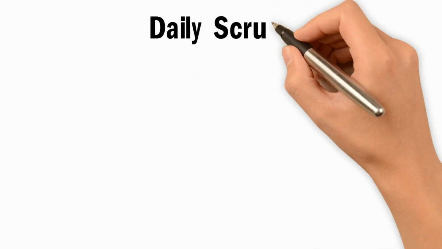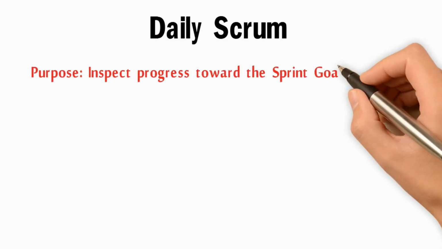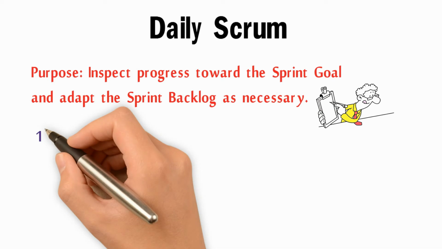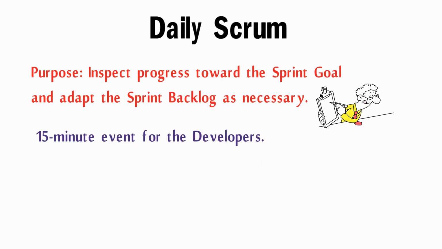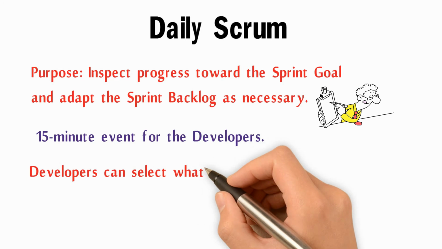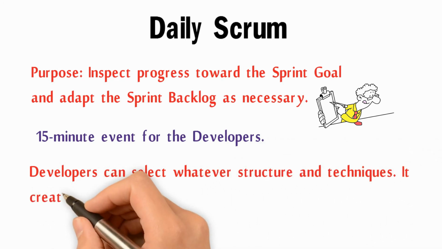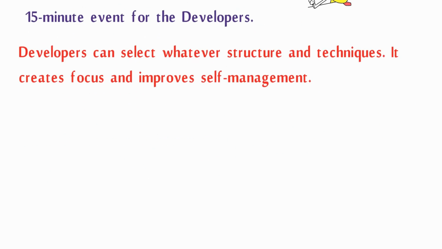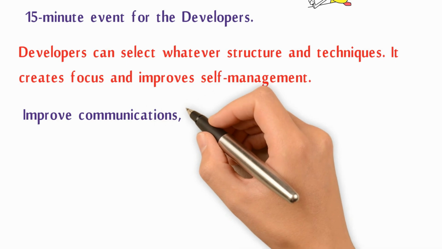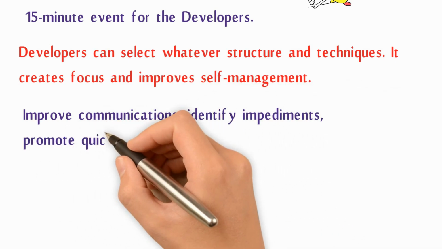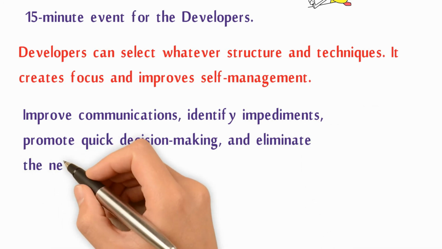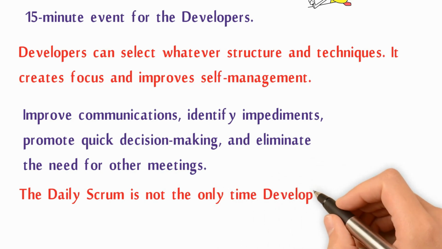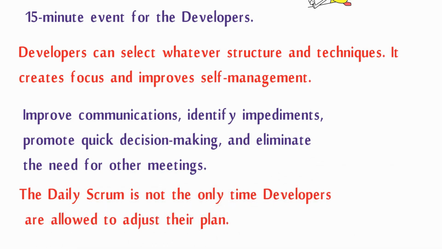Daily Scrum. Purpose: inspect progress towards the sprint goal and adapt the sprint backlog as necessary. 15 minutes event for the developers. Developers can select whatever structure and techniques. It creates focus and improves self-management. Improve communications, identify impediments, promote quick decision-making, and eliminate the need for other meetings. The daily Scrum is not the only time developers are allowed to adjust their plan.